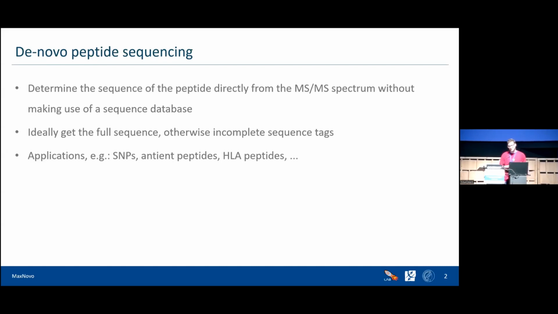Ideally, we would like to get full sequences in this search, but if, let's say, we have a noisy spectrum or missing peaks, incomplete sequence tags are also sufficient. Usually this algorithm is applied in applications like SNP monitoring, in the discovery of antigen peptides, HLA peptides, generally anywhere where we can't construct a database sufficient for our needs.